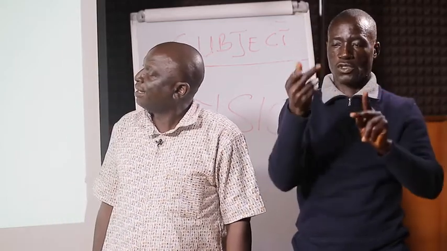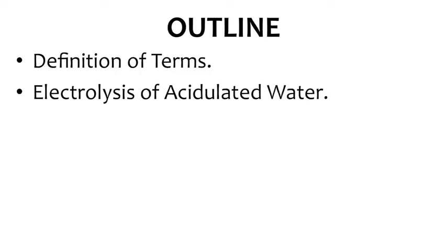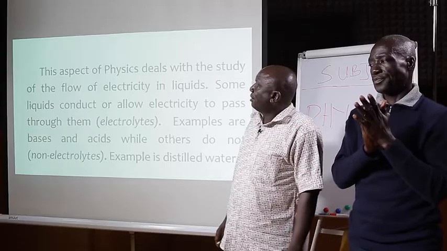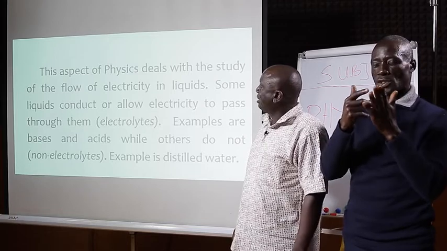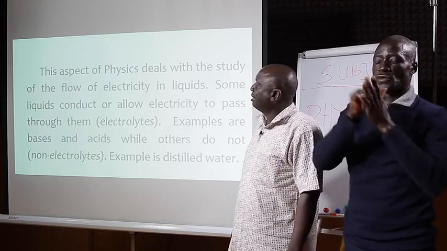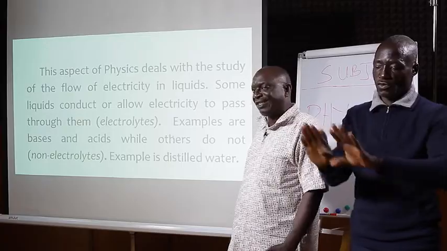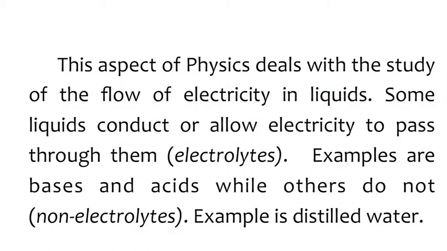We have the outline as follows. Definition of terms, then we will look at the electrolysis of acidulated water. We say this aspect of physics deals with the study of the flow of electricity in liquids. Some liquids conduct, or we say they allow electricity to pass through them, and we call this type of liquids electrolytes.